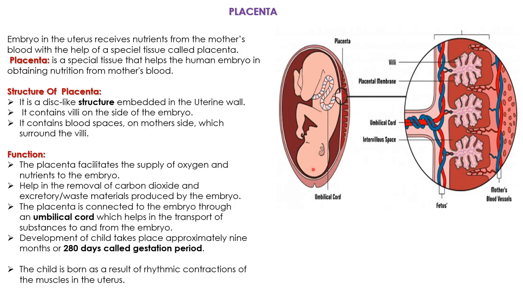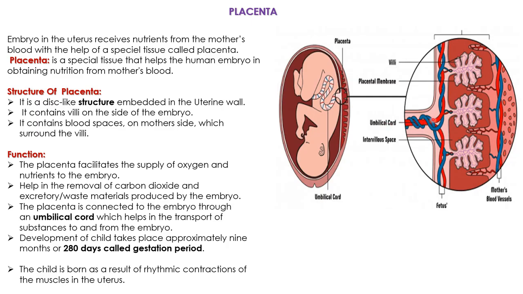Now in this case, the developing fetus is quite big, and of course it releases carbon dioxide and waste material. The waste material and carbon dioxide from the fetus side come to the villi, and the waste material goes to the mother's blood. Even the carbon dioxide goes to the mother's blood, and from the mother's blood, food, nutrition and oxygen go to the villi. We know the process is called diffusion. Here the placenta is connected to the embryo through an umbilical cord, which helps in the transport of substances to and from the embryo. So this is an umbilical cord.